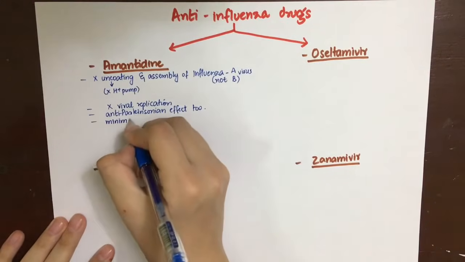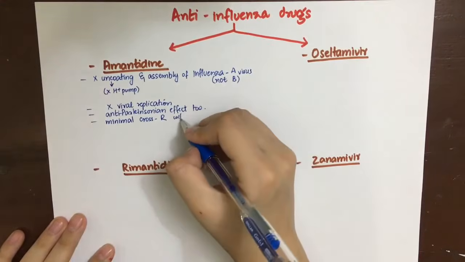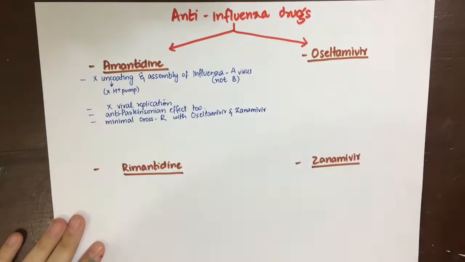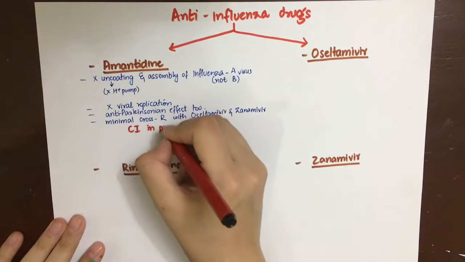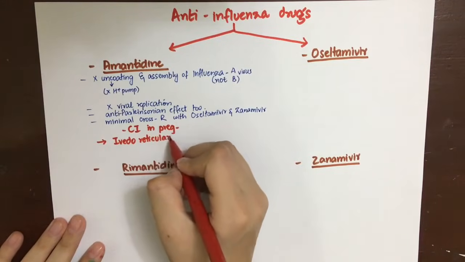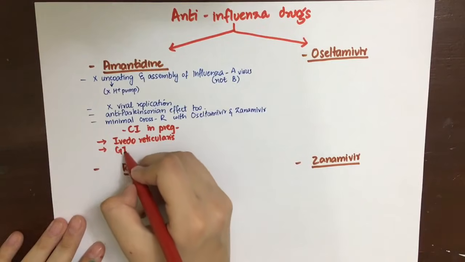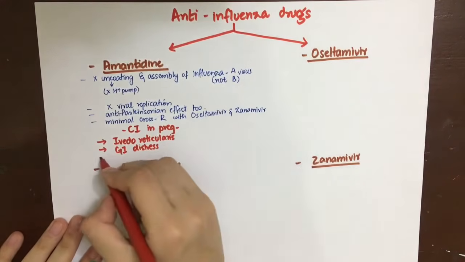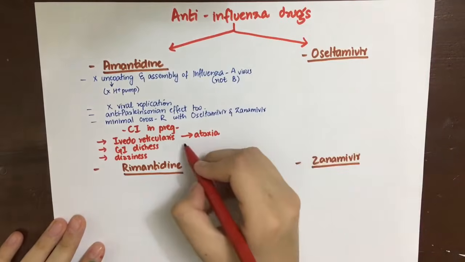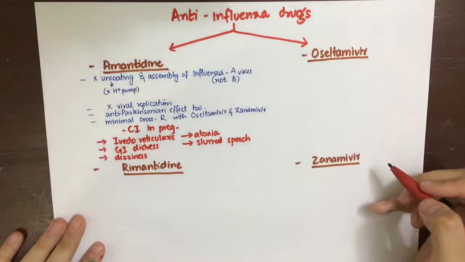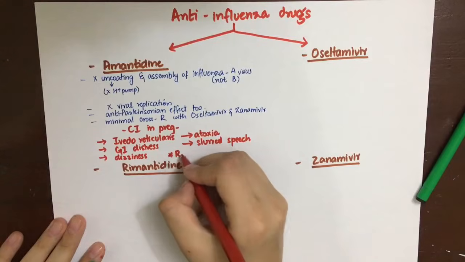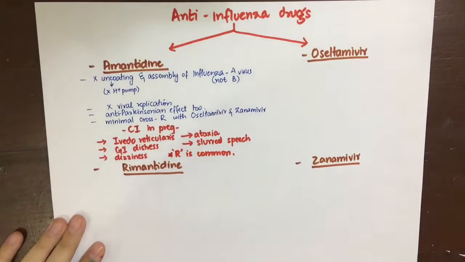It also has an anti-Parkinsonian effect, if you remember from the anti-Parkinsonian drugs video, and there is minimal cross-resistance with Oseltamivir and Zanamivir. It is contraindicated in pregnancy because it has a teratogenic effect. The side effects include livedo reticularis, GI distress, dizziness, ataxia, slurred speech, and resistance to this drug is very common. Rimantadine is the same as Amantadine, but with a longer half-life.